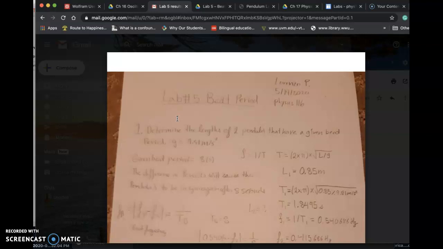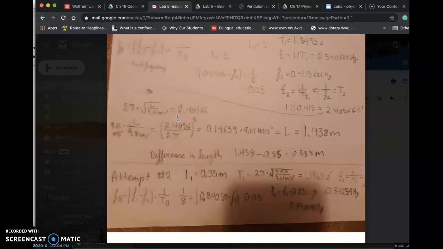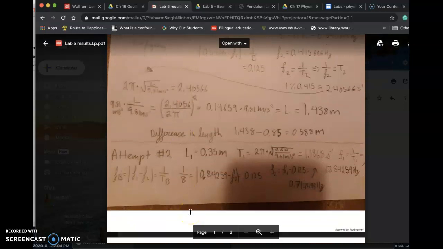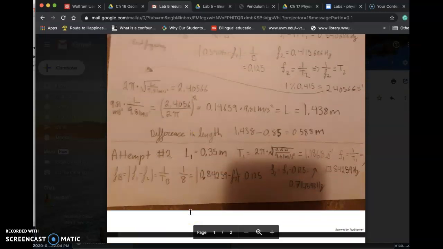I must first know that the frequency is 1 over the period, and the period is 2 pi times the square root of length divided by g. Now, I could go over all of this, but I found that my answers do not work with the simulation, so I had to redo my calculations, which are down here. Now I made the first one be 0.35 meters, and this is what we will be discussing.